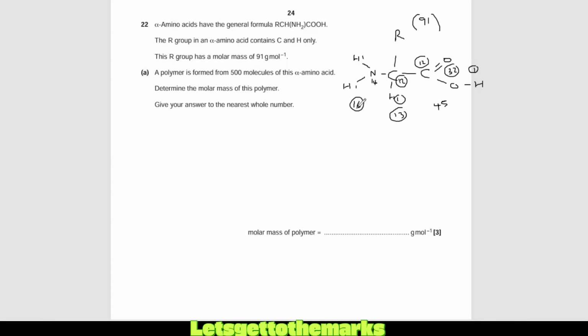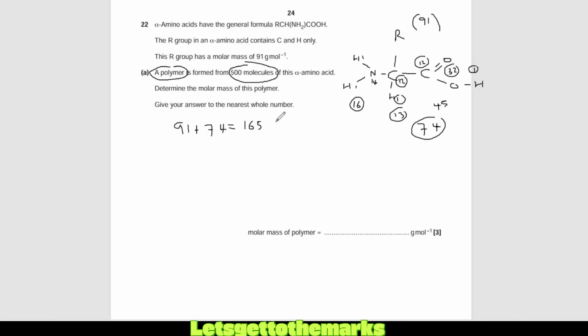Okay, so it's 74. Now, if that R group was just an H, the simplest amino acid, we'd have 75, but it's not, it's 91. So we want to go 91 plus 74, and that's going to give us the total molar mass of this amino acid, and that's 165. Now, when you join 500 of these molecules together, it sounds obvious, really, but you times this by 500. But it's not quite that simple, is it?